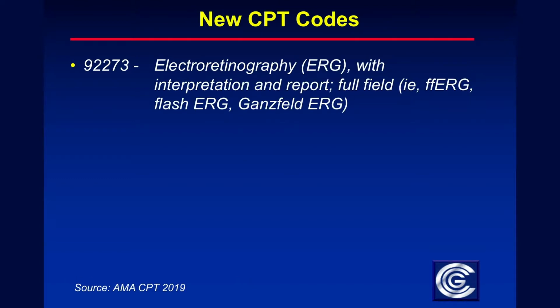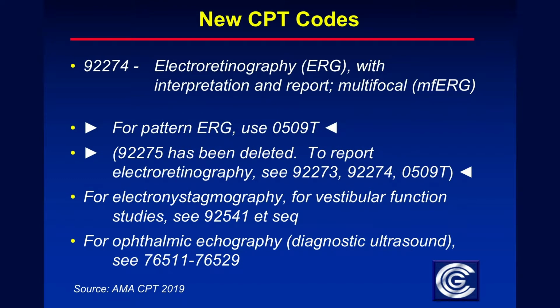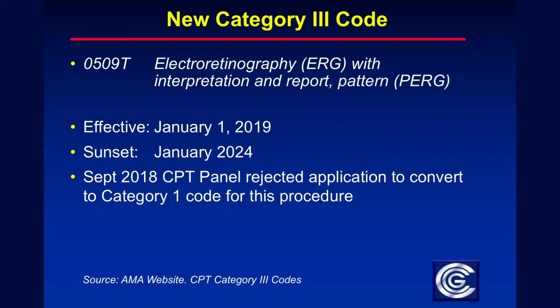The first new CPT code is 92273 to report full field ERG, flash ERG, and Ganzfeld ERG. The second new CPT code is 92274 to report multifocal ERG. The third new CPT code is 0509T to report pattern ERG.